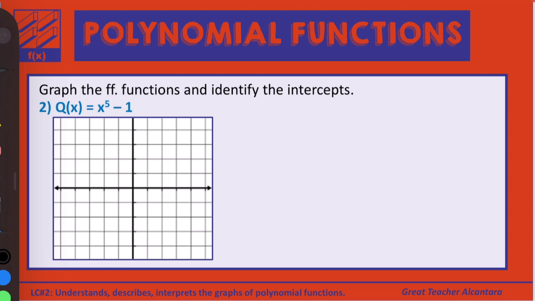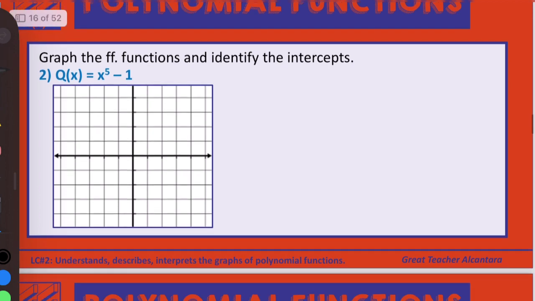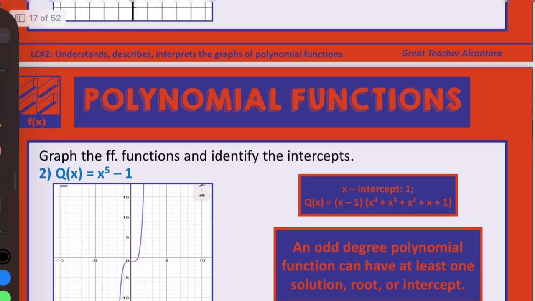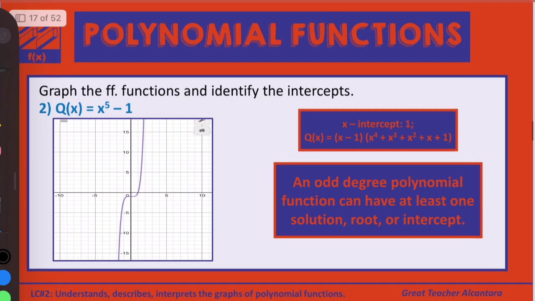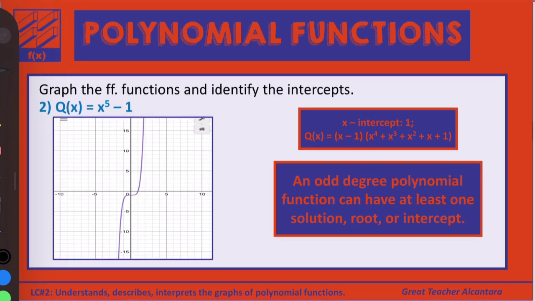So if you identify the intercepts of this one, it will only give you the following: x minus 1 as one of your factors, meaning your x-intercept is 1. And you will have another factor, which will be x raised to 4 plus x raised to 3 plus x squared plus x plus 1.